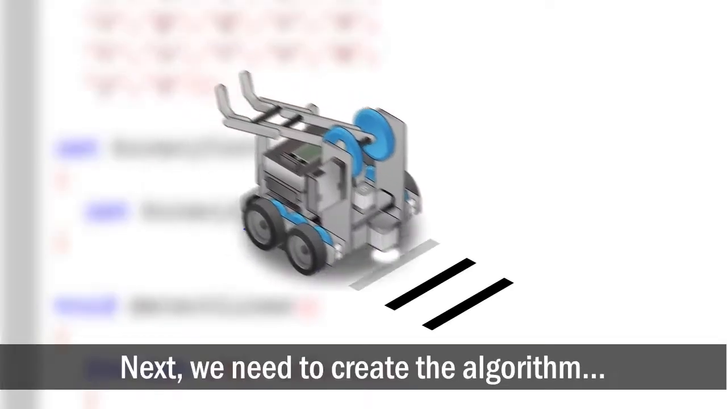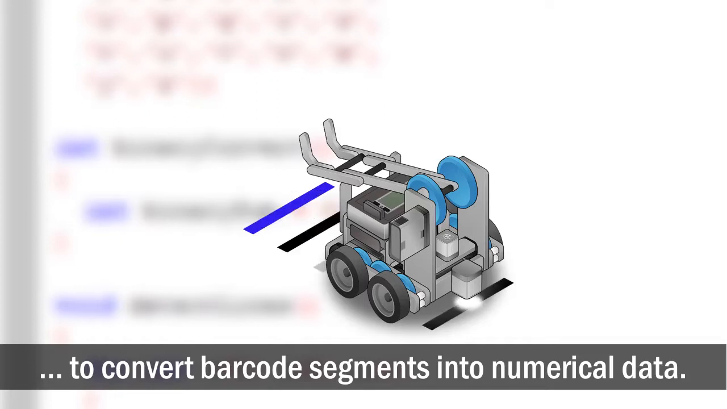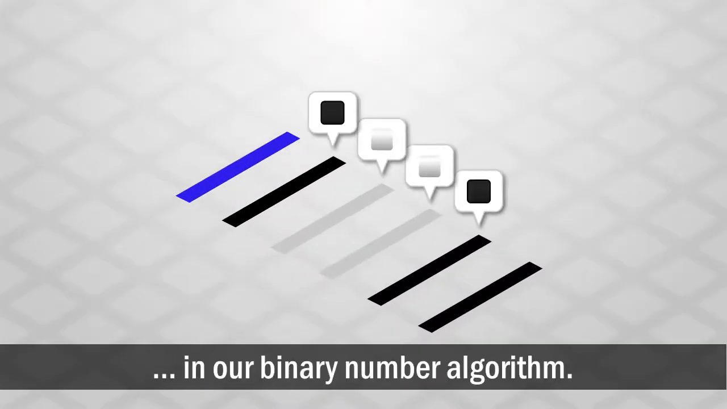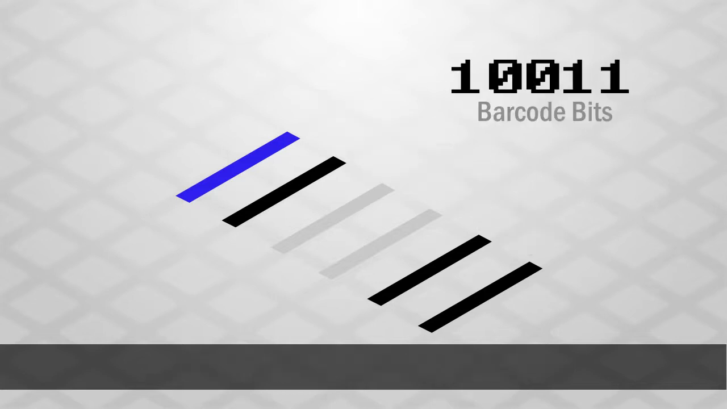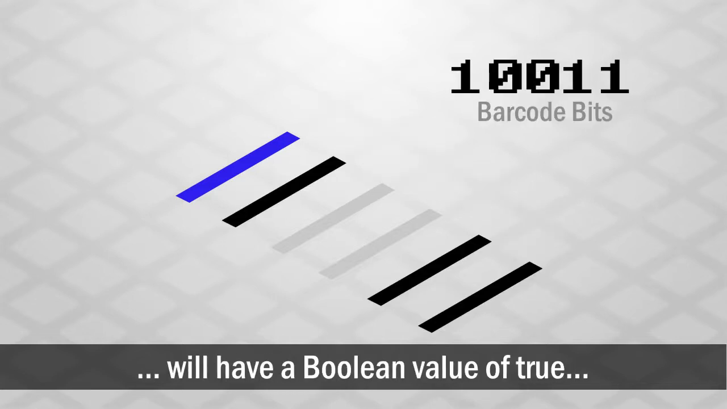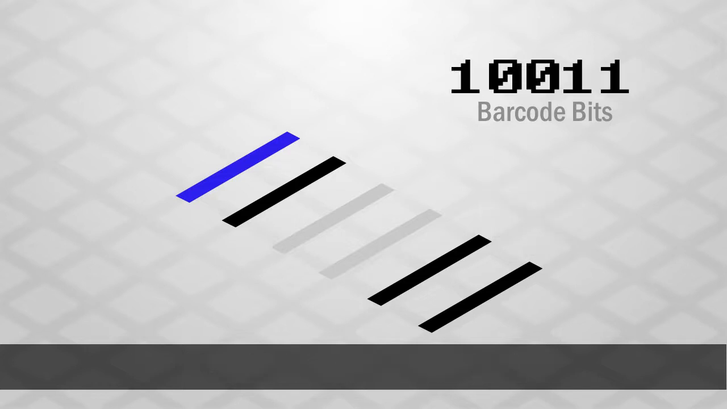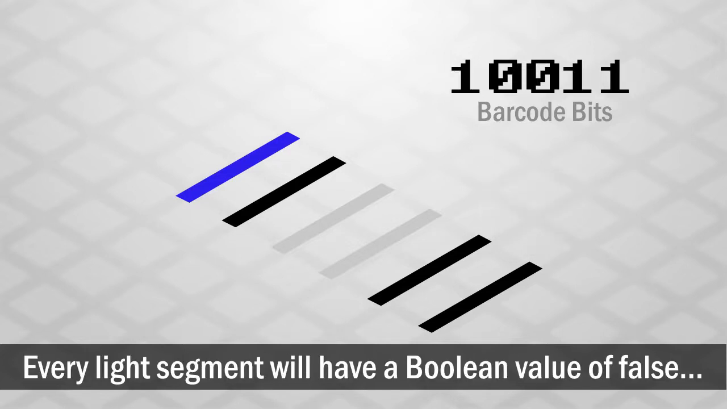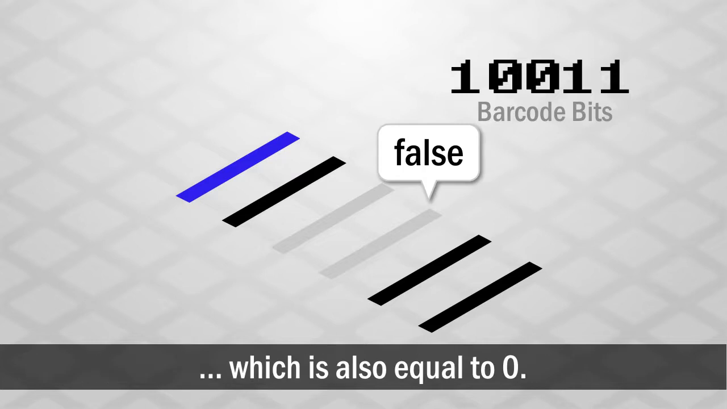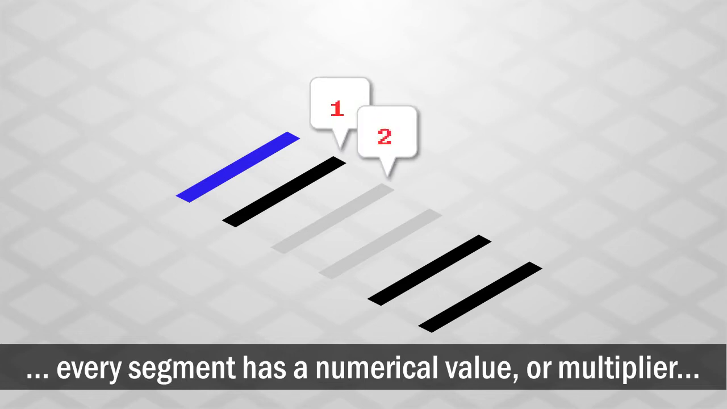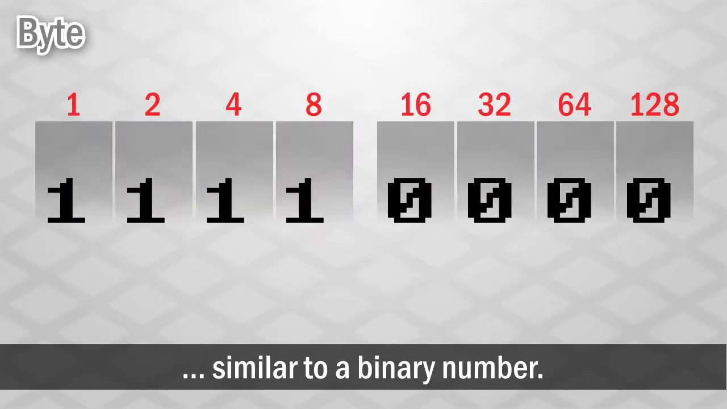Next, we need to create the algorithm to convert barcode segments into numerical data. Each segment represents a bit in our binary number algorithm. Every dark segment in the array will have a Boolean value of true, which is also equal to 1. Every light segment will have a Boolean value of false, which is also equal to 0. Remember that in the barcode, every segment has a numerical value, or multiplier, similar to a binary number.